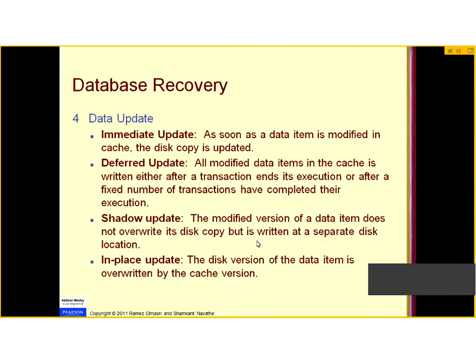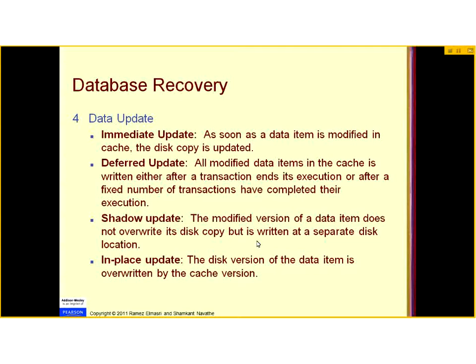The data updates are of four types: immediate update, deferred update, shadow update, and in-place update. Immediate update is that as soon as the data item is modified, the disk copy is also updated. Deferred update is the one when we write all the modified data items to the disk after some transaction ends or after a certain number of transactions have ended. So we wait for some time.